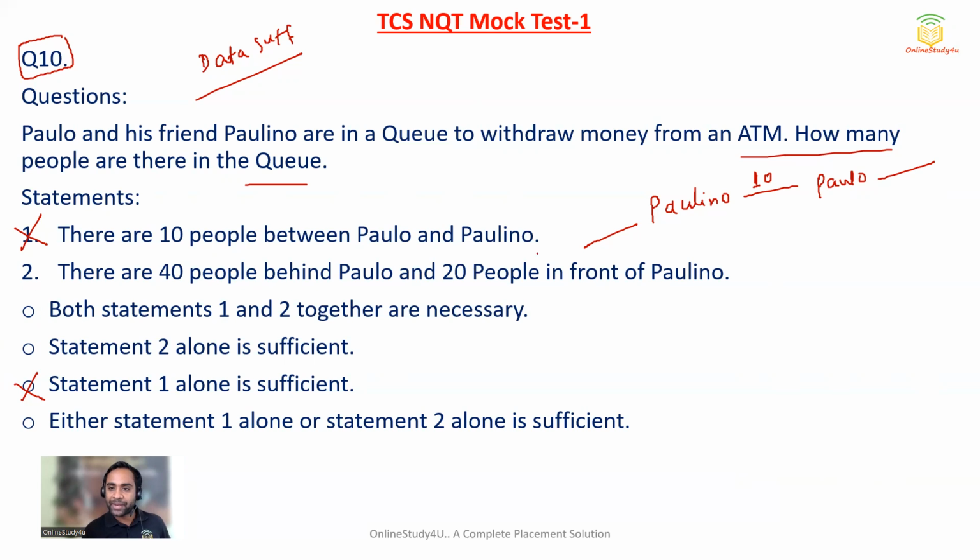Statement 2: there are 40 people behind Paulo and 20 people in front of Paulino. Now it is giving you an idea. So 40 people here, one Paulo and 10 in between, and then one Paulino and then 20. So 21, 31, 32, and 40 is 72. After using this second statement, you will be able to tell that there are a total of 72 people in the queue.